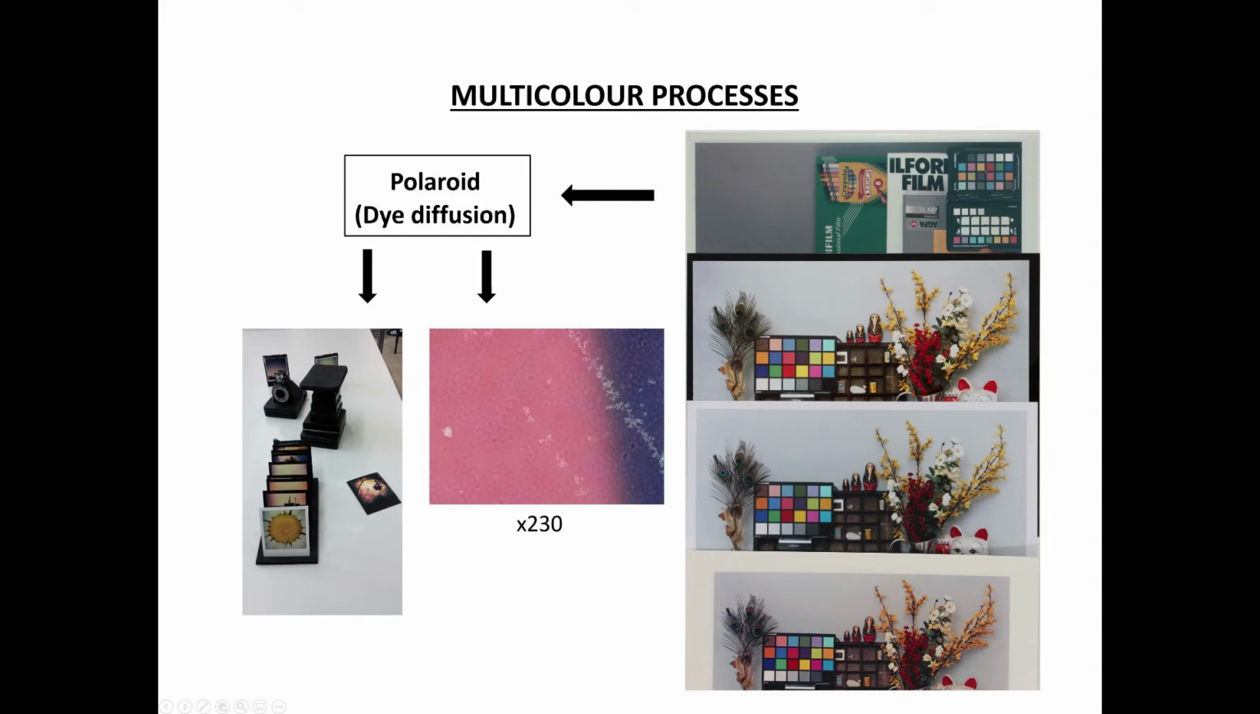In black and white peel apart versions, after exposure, the package is pulled through rollers in the camera, releasing an alkali solution. This develops the negative and allows the remaining silver halide in the undeveloped areas to transfer to a receiving layer where they are developed into a positive. The negative and positive are then peeled apart.